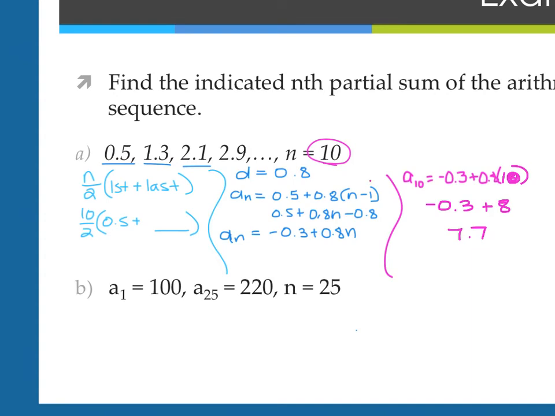And for that, you could have also plugged it in here. You didn't have to wait until it was simplified. I would say only simplify it if it asks for A sub n. But that would be A sub 10, which is our last term. So I plug it back in, and then I'd get 5 times 8.2, which is 41.0 or 41.